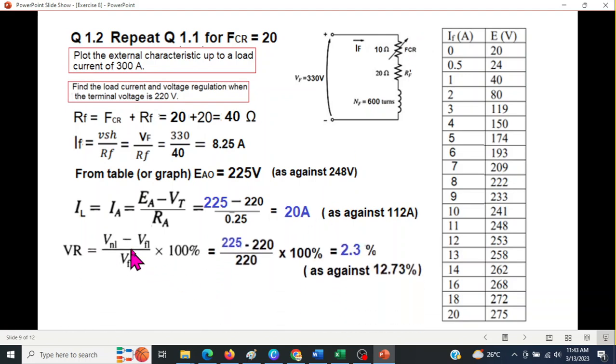And what will happen to the regulation? Again, we are putting the values 225 minus 220 divided by 220. So the regulation is now 2.3% as against 12.73%. So when the current is low, obviously the terminal voltage drop will be less. And this is a 2.3% drop, or the regulation is 2.3%.